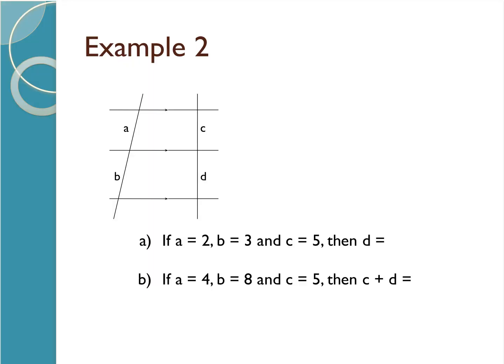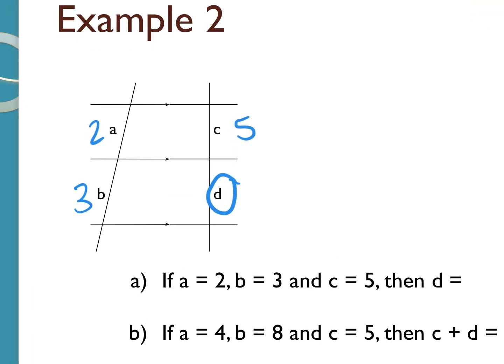So if we're going to get 4 sections, we're going to get section A, section B, section C, and section D. It says A is 2, B is 3, C is 5. Then D must be equal to what? Let's fill that in. 2, 3, 5, and an unknown. We'll leave it as D. Who wants to set up the proportion for me? Nick? 2/3 equals 5 over x. Very good.